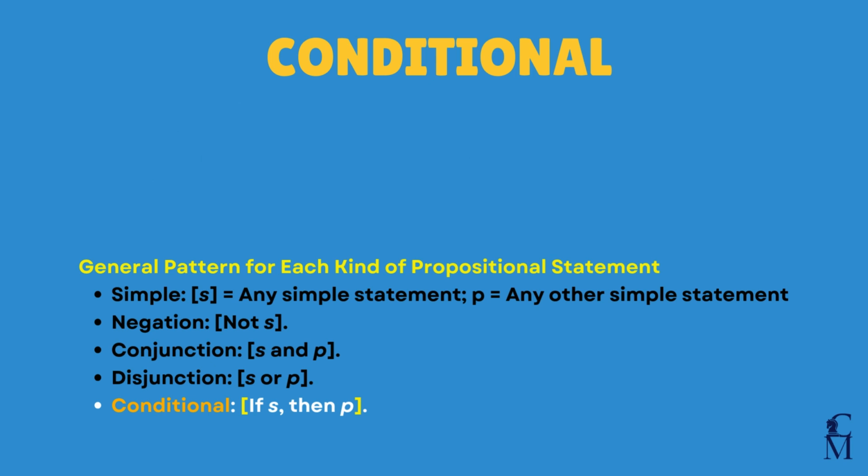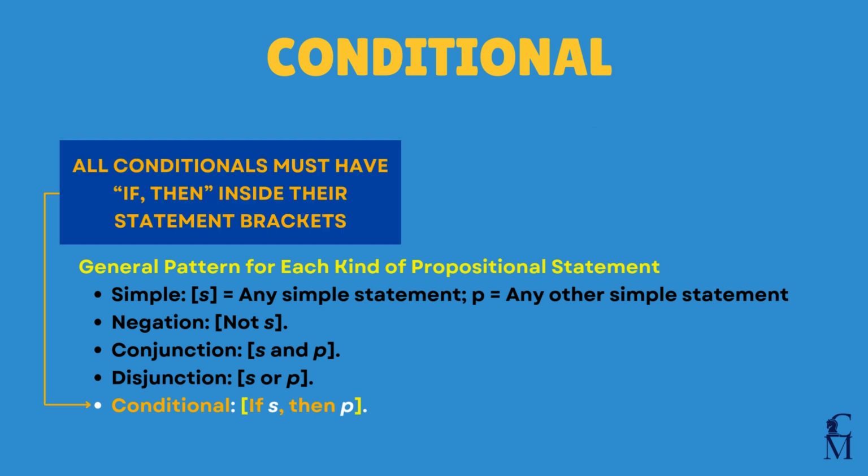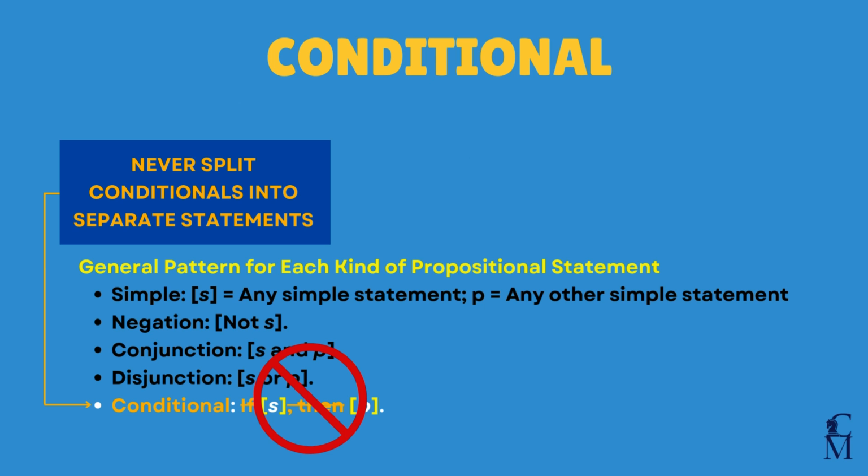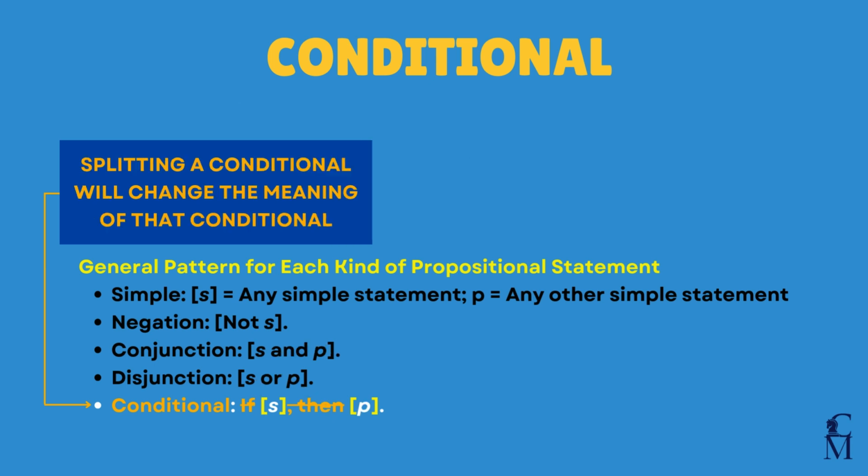A conditional, like conjunctions and disjunctions, is also made up of simple statements or negations. But unlike conjunctions, conditional statements always have the truth functional operator, "if, then," inside their statement brackets. The parts of a conditional statement, which are referred to as the antecedent and the consequent, should also never be split into their own statements. The reason is very similar to why you should never split a disjunction into its separate disjuncts. If you split a conditional statement, making the antecedent and the consequent their own statements, the meaning of the statements, when asserted at the same time, would not be the same as the single conditional statement.